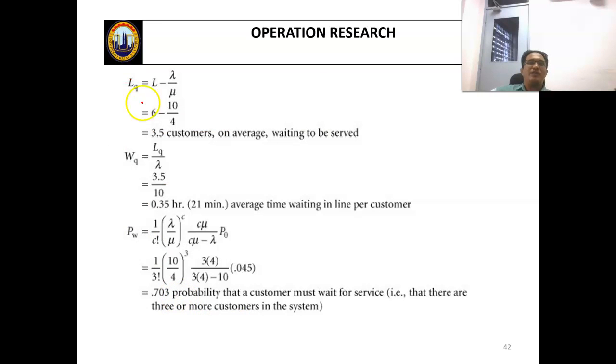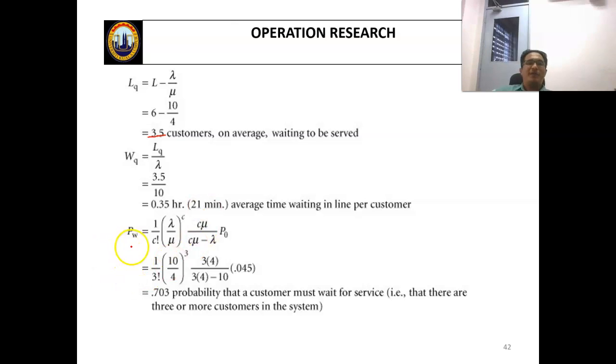Okay, so LQ, L minus lambda over mu, is 3.5 customers on average in the waiting line. WQ is 3.5 over 10, so 0.35 hour or 21 minutes we need to spend in the waiting line, waiting to be called by the counter.